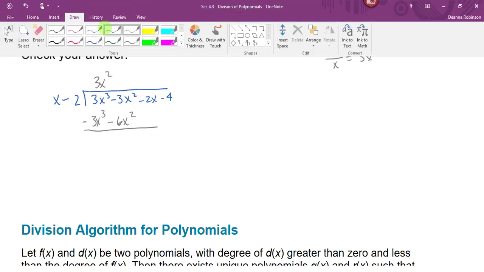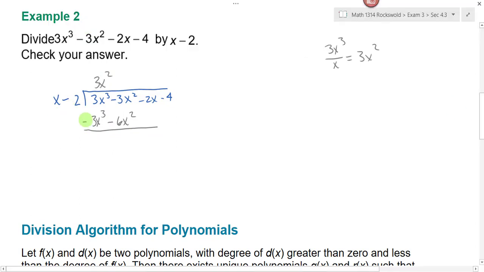We have to subtract. Well, subtracting is the same thing as changing the signs and adding. Subtracting is just changing the signs and adding. And what I typically do when I'm dividing polynomials is circle the signs once I know that I've subtracted or changed the signs. Now when I add, I get 3x cubed minus 3x cubed is going to zero out. Minus 3x squared plus 6x squared is 3x squared.